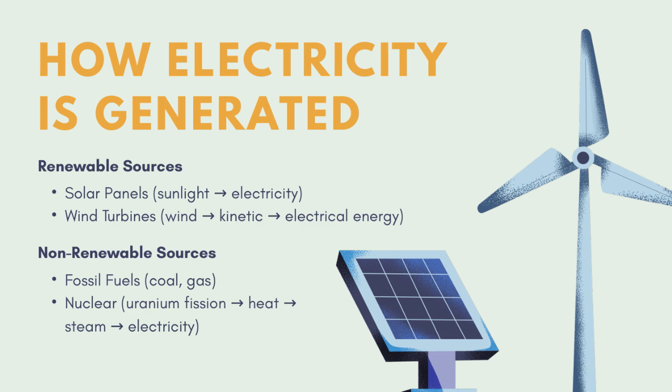On the other side, we have renewable sources, which are more sustainable over the long term. For example, solar panels convert sunlight directly into electricity, making use of the abundant energy from the sun. Wind turbines harness the kinetic energy of the wind, transforming it into electrical energy.